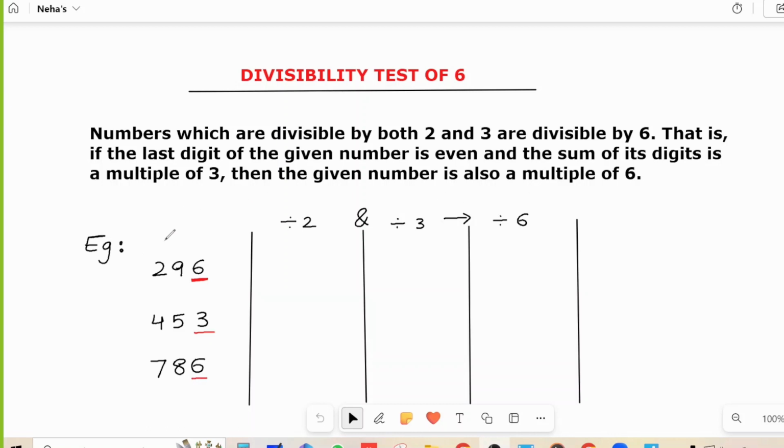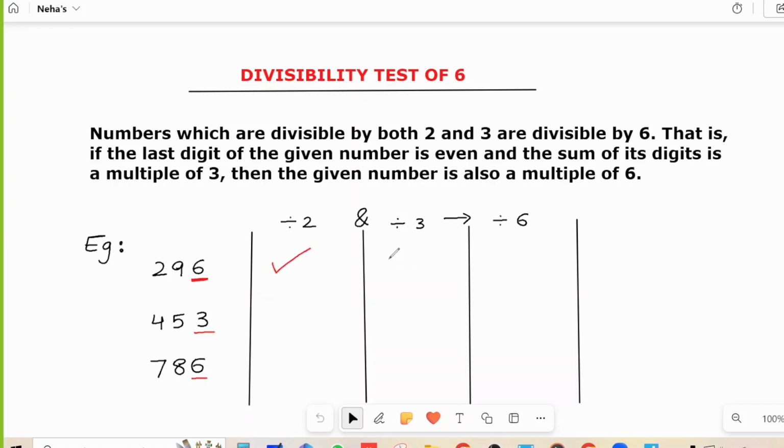Let us take the number 296. To verify whether this number is divisible by 2 or not, we need to check the last digit of the number. If the last digit is an even number, it is divisible by 2. If it is an odd number, it is not divisible by 2. So here we can see the last digit is an even number. So this is divisible by 2.